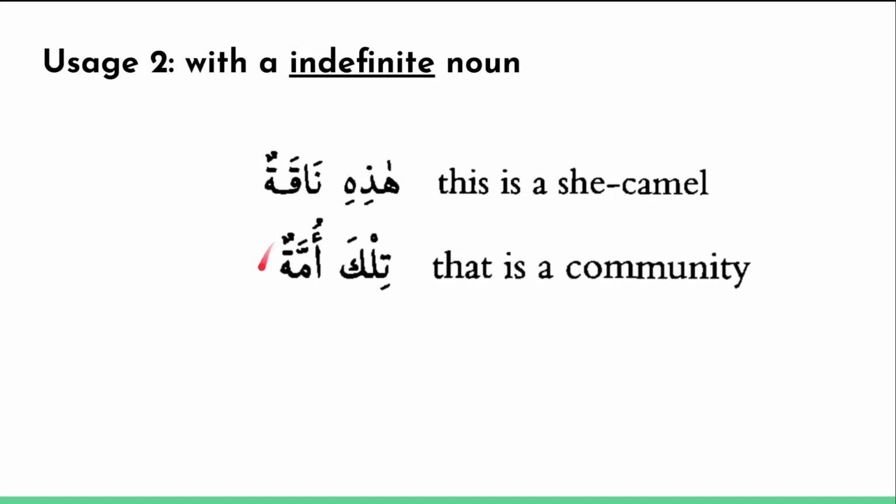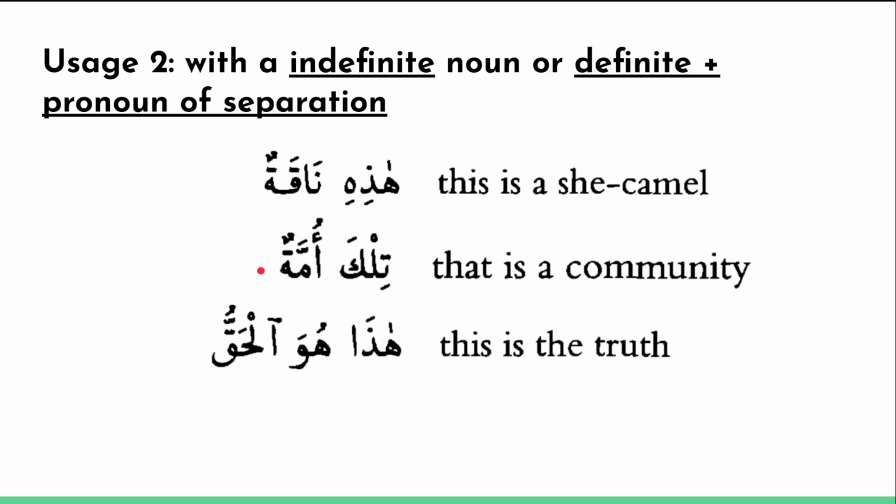Because both of these words are feminine, they have to agree in terms of gender. Now I will add one more thing: if you want to have a noun that is definite, but you also want to form a complete sentence, you can use the pronoun of separation. This is something that we covered in the last lesson. You can say something like هذا هو الحق. This is the truth. This allows you to have a complete sentence with a definite noun.